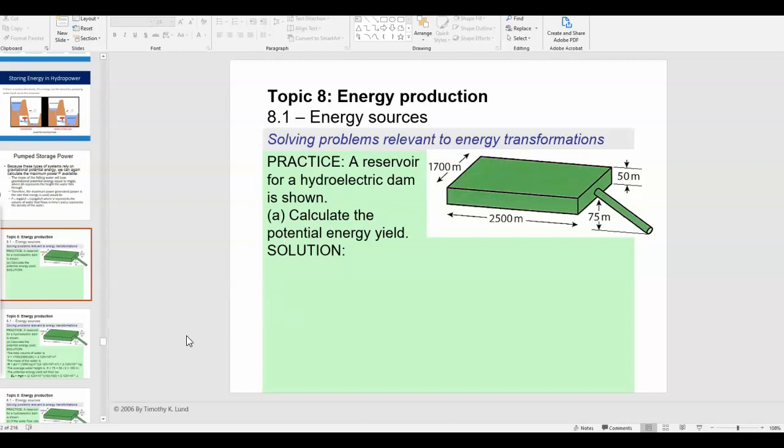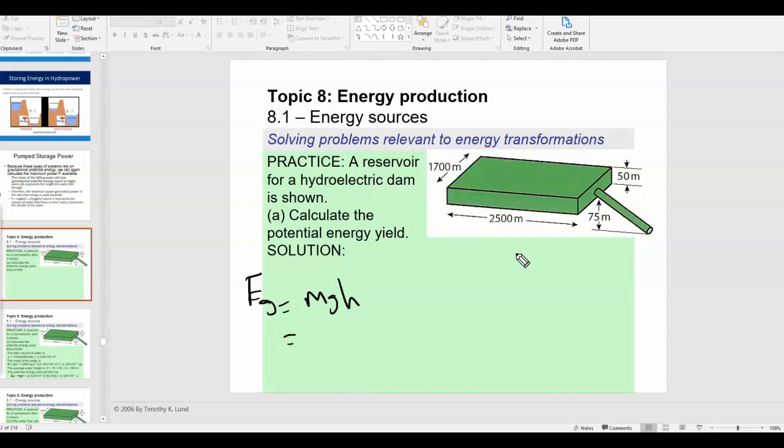All right, so we have what looks to be like a rectangular thing of water. And we want to know what is the potential energy yield. What type of potential energy is this talking about? Well, obviously gravitational potential energy. And I know that is mgh. Now, how do I get m and how do I get h?